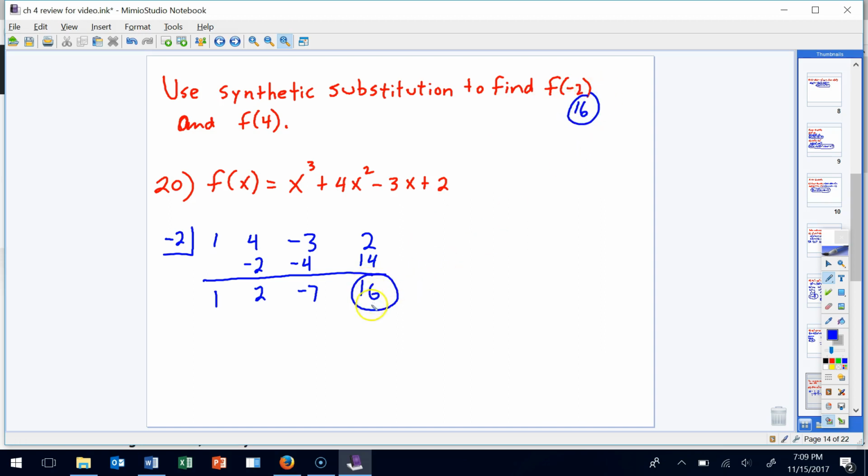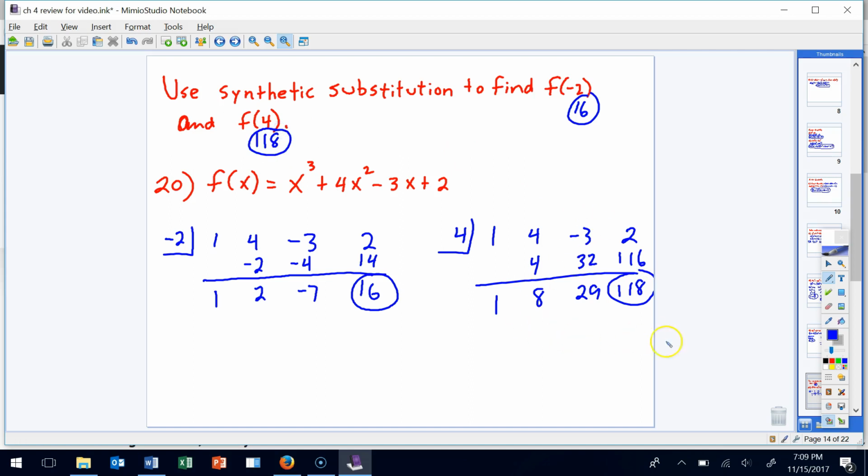Whatever the remainder is is like the output. If you input -2, the remainder is the same thing as the output of the function. And we'll just go ahead and do f of 4. So we'll put 4 in the house. Bring down the 1, multiply, add, multiply, add, multiply, 29 times 4, add. My answer here for f of 4 is 118. Okay, so remainder is the output from what we're used to doing with direct substitution. That takes care of number 20, the two-part answer.